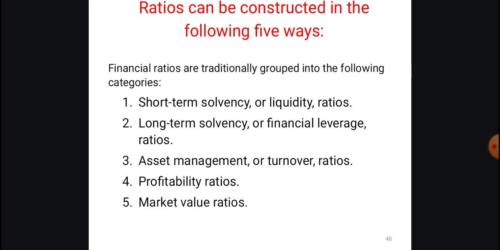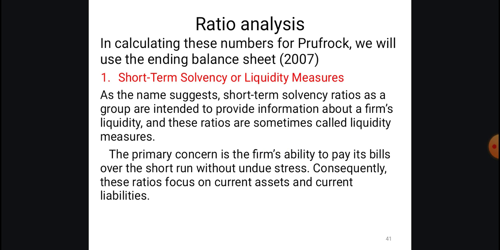The third is asset management or turnover ratio, or sometimes we call it efficiency ratio. The fourth one is profitability ratio, and the fifth one is market values ratio. The first one, short-term solvency or liquidity ratio, simply measures the ability of the firm to pay its short-term liabilities using its short-term assets, or current assets.